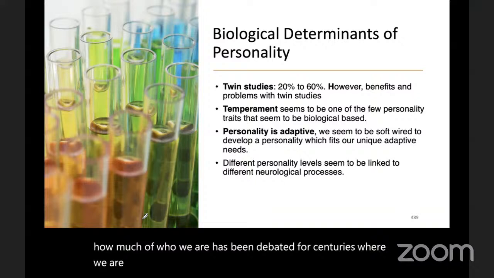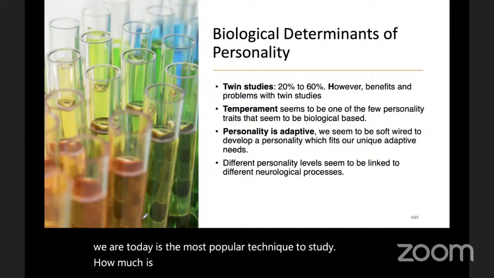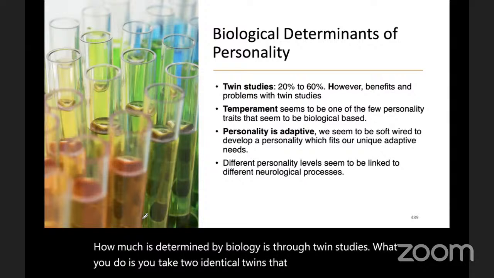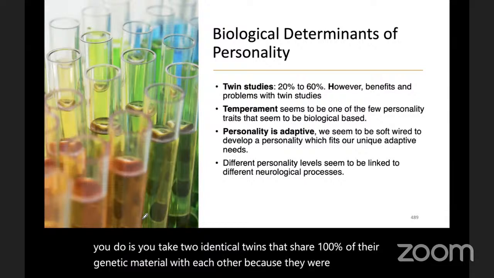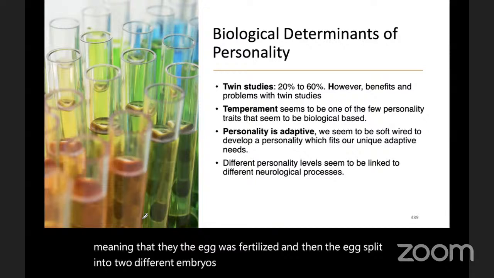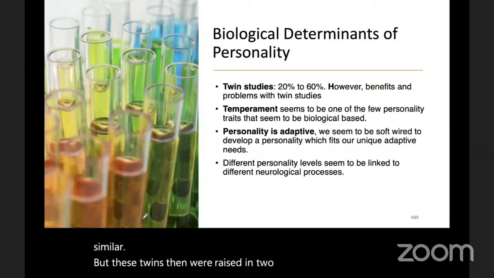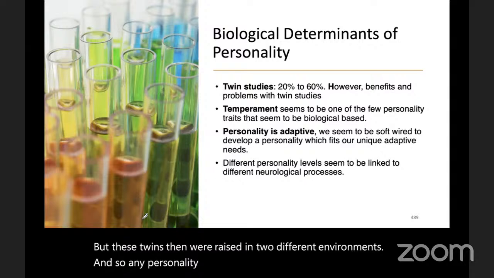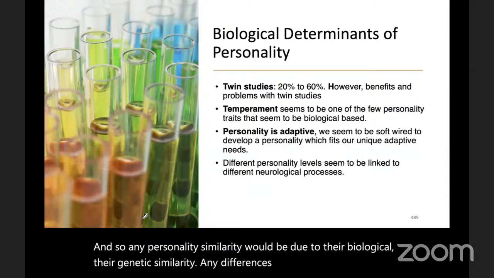Where we are today is the most popular technique to study how much is determined by biology is through twin studies. What you do is you take two identical twins that share 100% of their genetic material with each other because they were monozygotic, meaning the egg was fertilized and then the egg split into two different embryos. Okay, so they're 100% genetically similar. But these twins then were raised in two different environments. And so any personality similarity would be due to their biological, their genetic similarity.